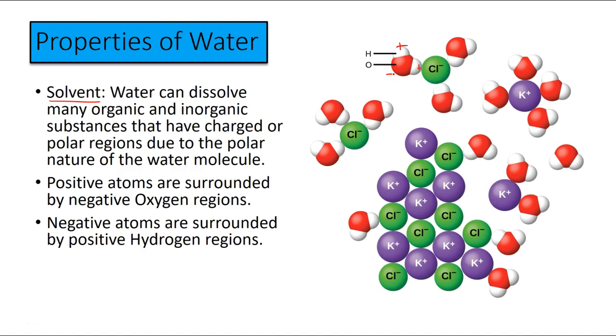The water molecule itself has not changed. The water molecules are going to orient themselves positive towards negative ions or atoms and negative towards positive atoms or ions. You can see here we've got positive hydrogens interacting with this negative chloride ion, and you have the negative oxygens attracted to the positive potassium ion.